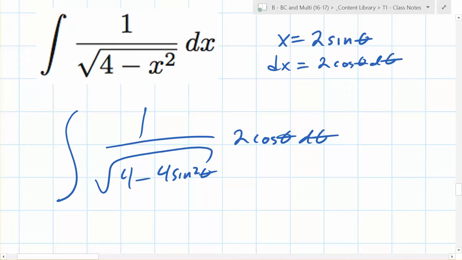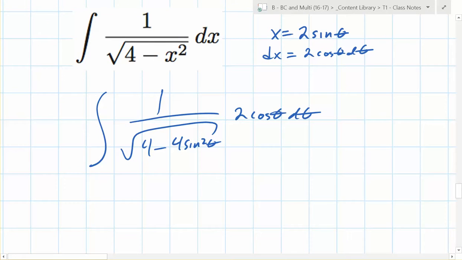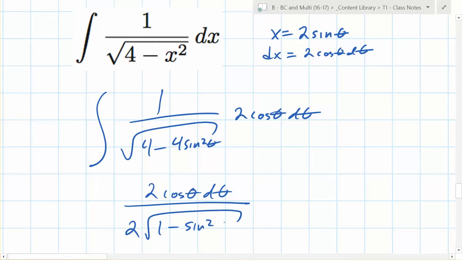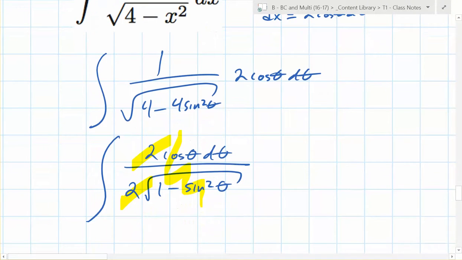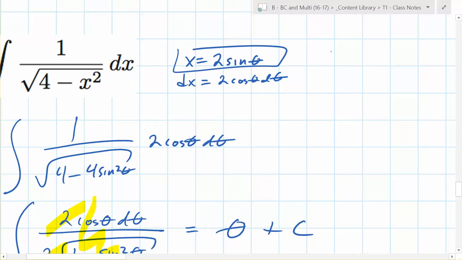Why is that cool? What can we pull out? A 2, right? So you end up with 2 cosine theta d theta in the numerator, but then you end up with 2 times the square root of 1 minus sine squared theta. Is this correct? Anything cancel there? That's gone, right? So what does this actually equal? Theta plus c. Congratulations.